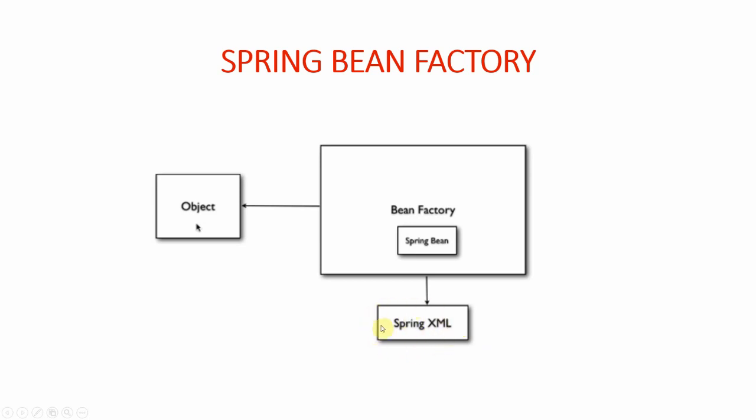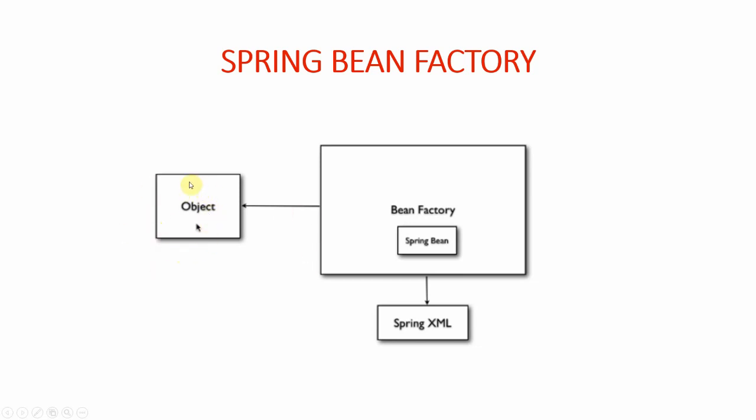So this XML file is like a glue. It connects all the components of the Spring framework. And this XML file has a blueprint of an object, like initial values of properties, like constructor, initialization, and so on.